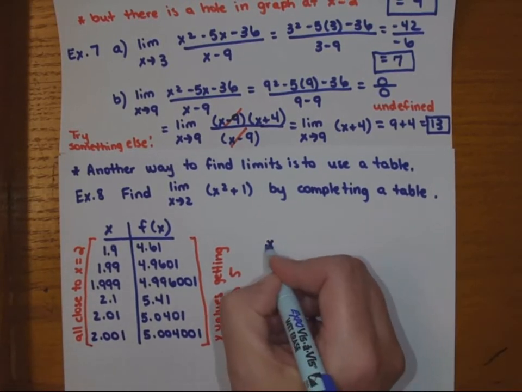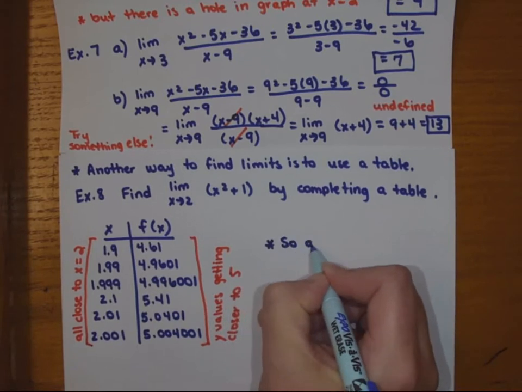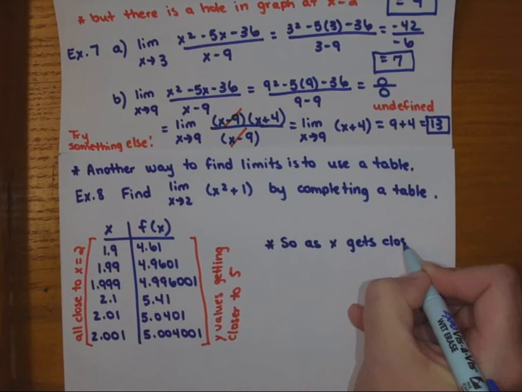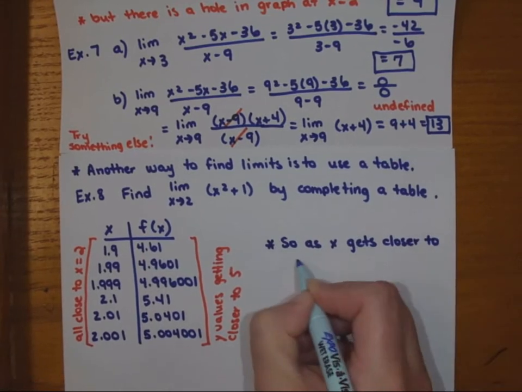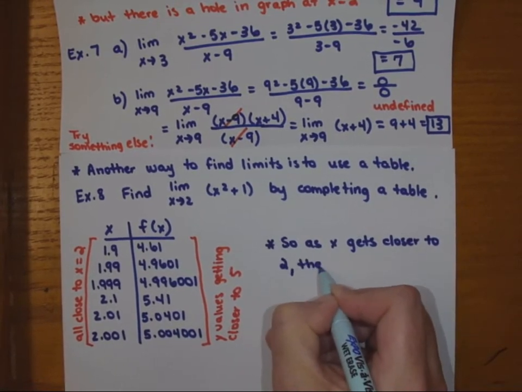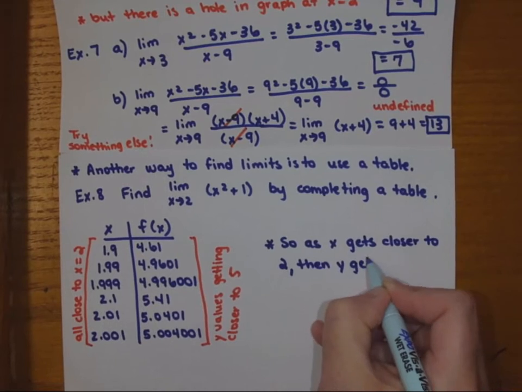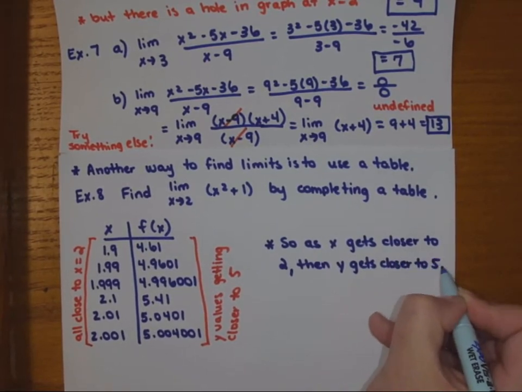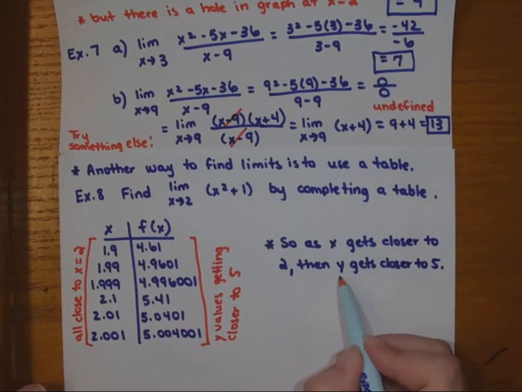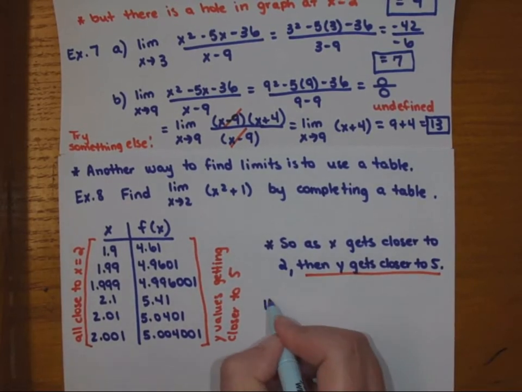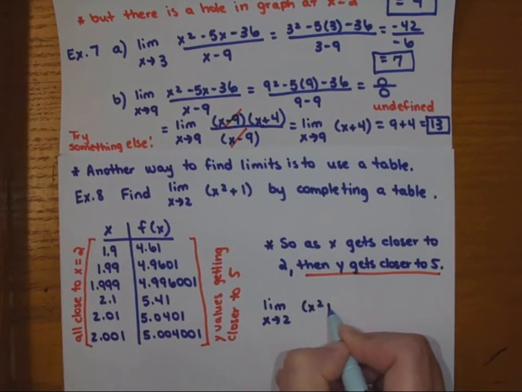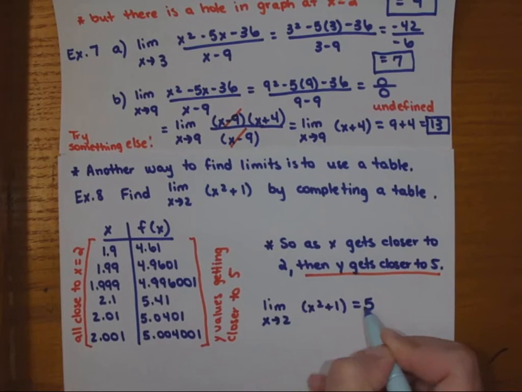So in other words, you're looking for a trend in the table. So as x gets closer to 2, then y gets closer to 5. Remember that's what we were looking for. So how you would write this is the limit as x approaches 2 of x squared plus 1 equals 5.